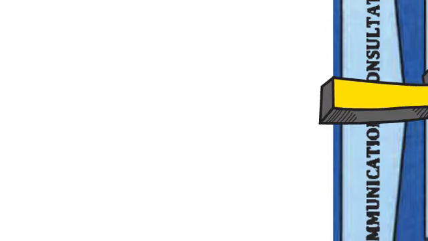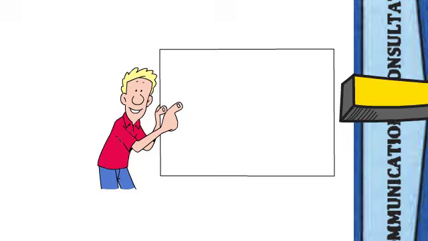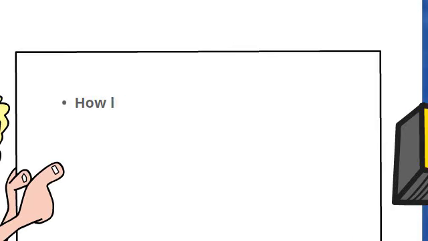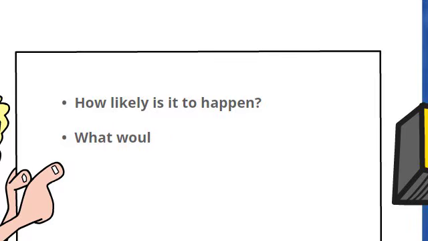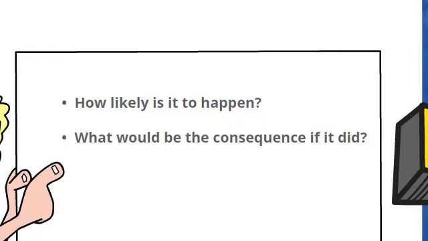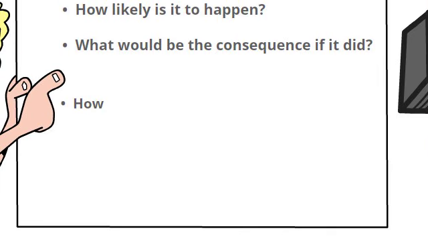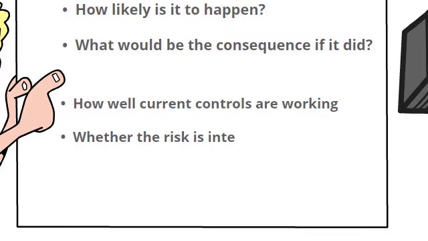3. Risk analysis. Analyse each risk by asking, how likely is it to happen? What would be the consequences if it did? This helps calculate the inherent risk level before any controls are applied. You can use simple scales, for example, low, medium, high, or more detailed models. Also consider how well the controls are working and whether the risk is interlinked to others.